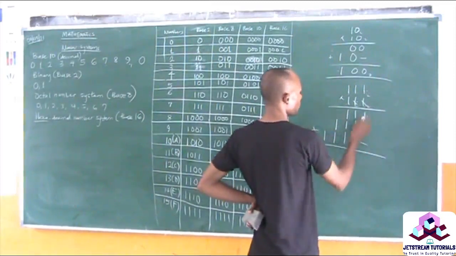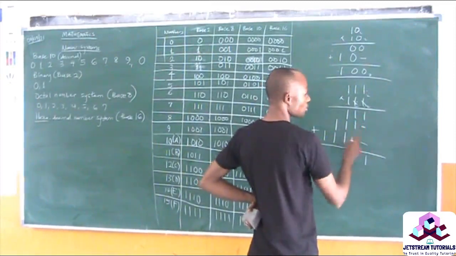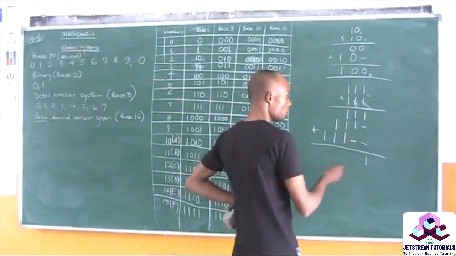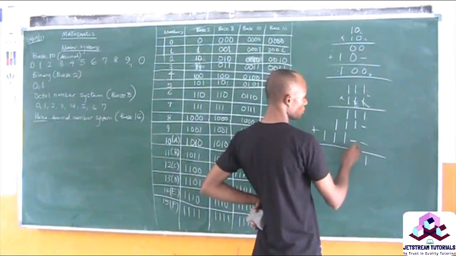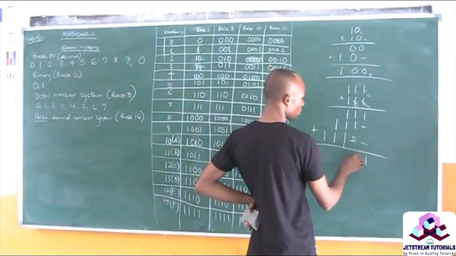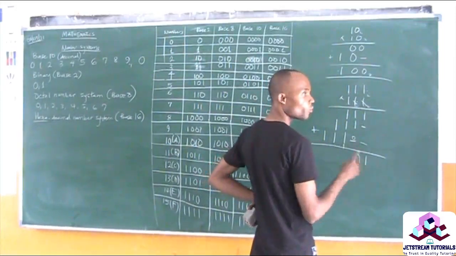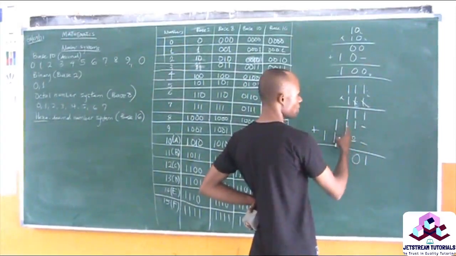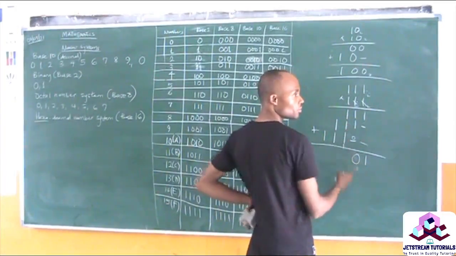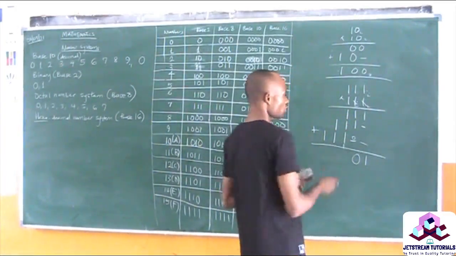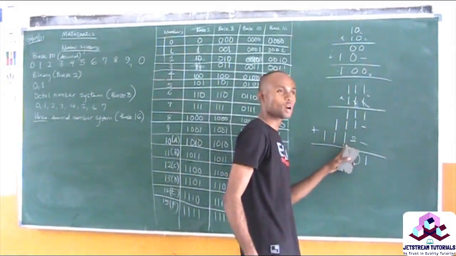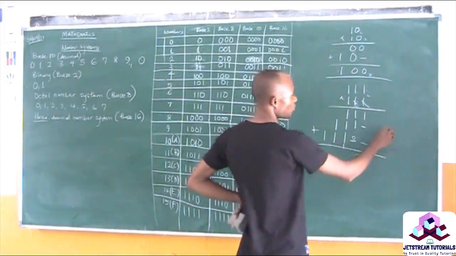Let's add. 1 plus nothing, we have 1. 1 plus 1 is 2. We don't have 2 in base 2. So how many 2s do we have in 2? We have 1, remainder 0. So we write down 0. Then 1 plus 1 is 2. Then we don't have 2. We have 10. So 1 plus 1 is 10. 10 plus 1 is 11. 11 plus 1 is 100. So we have 100.